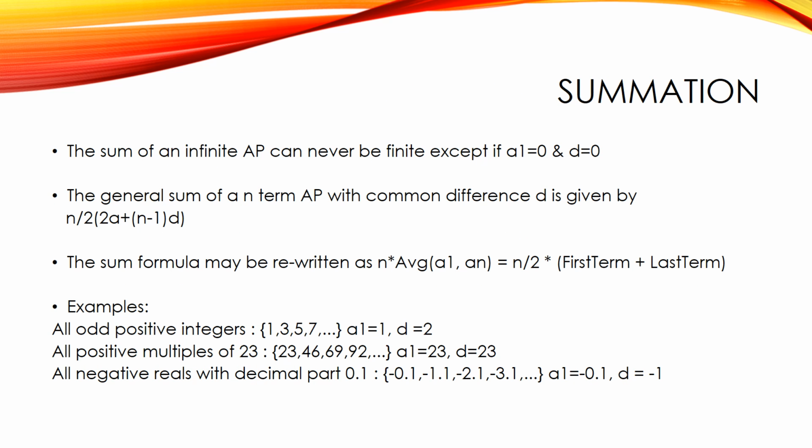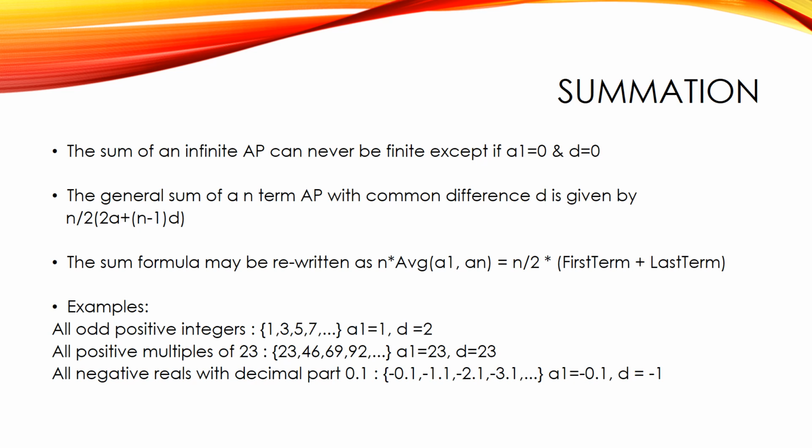Summation. The sum of an infinite AP can never be finite except if a_1 = 0 and d = 0. The general sum of an n-term AP with common difference d is given by n/2 times (2a + (n-1)d). The sum formula may be rewritten as n times the average of a_1, a_n, which is n/2 times (first term plus last term).